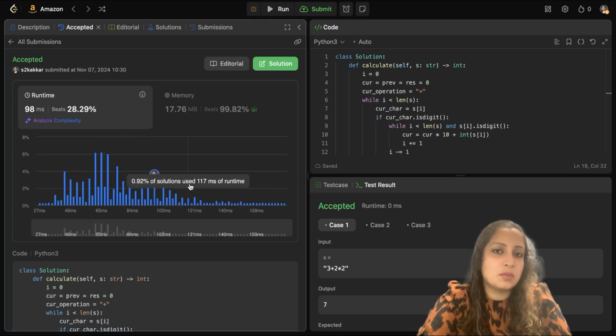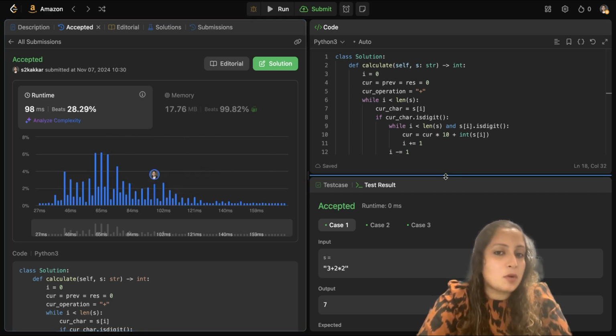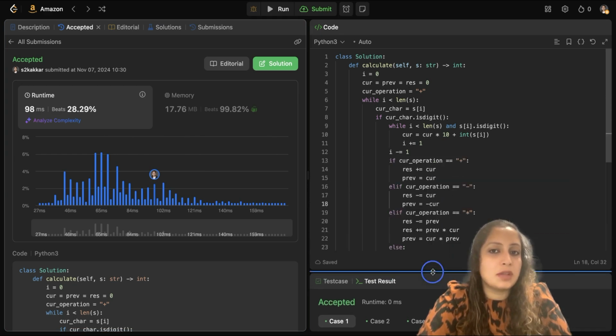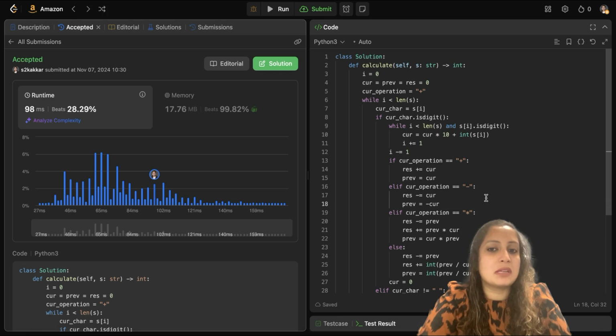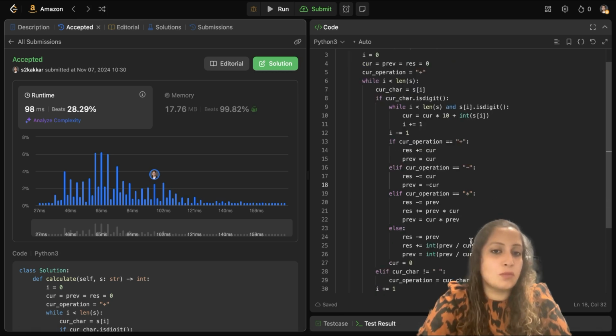So the solution is doing pretty well here. And the time complexity would be O of n, since you're going through the expression only once. The space complexity would be O of 1, that is constant space complexity.